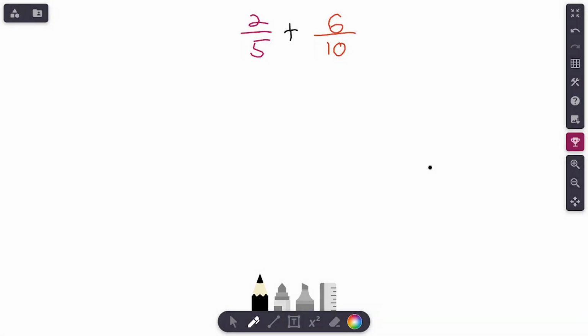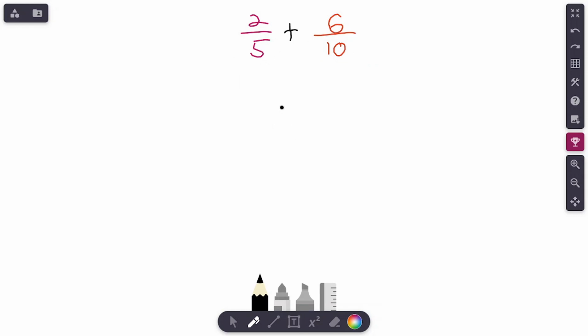All right, second problem here on the screen. We've got 2/5 plus 6/10. First thing I'm noticing, denominators are not the same. So because those denominators are not the same, we need to create common denominators. We're going to have to find common denominators, create equivalent fractions, and then use those fractions to add to get our final answer. Okay, so stick with me here.